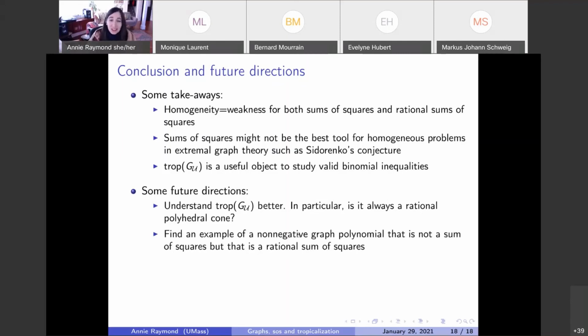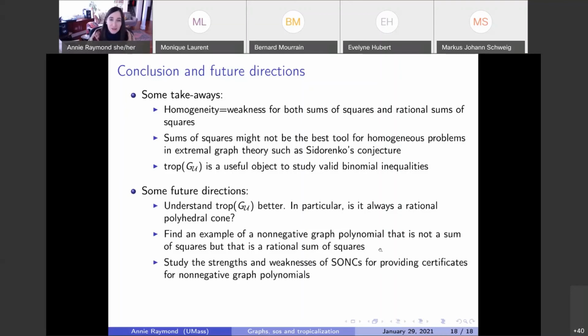We still don't know that rational sums of squares are better, stronger than sums of squares in this world. So we would like to find an example of a non-negative graph polynomial that is not a sum of squares, but that is a rational sum of squares. And whenever sums of squares are weak, we do want to study other certificates, right?